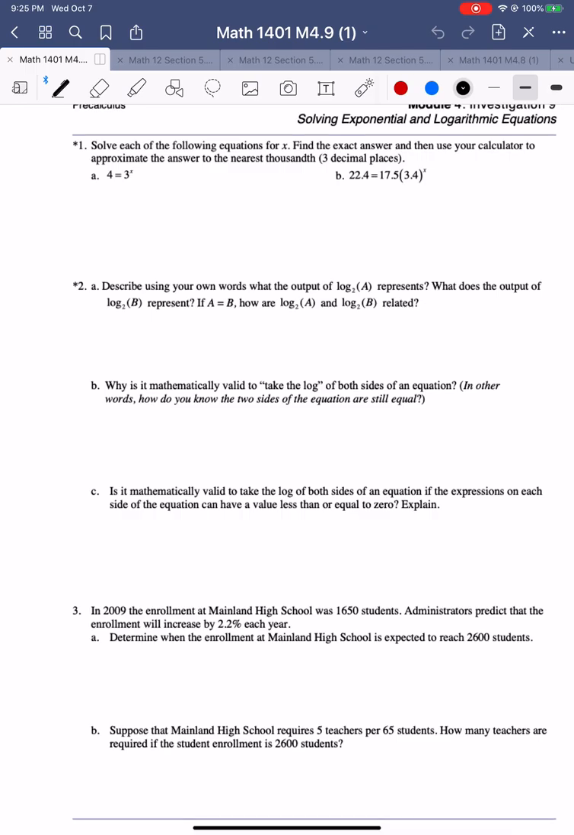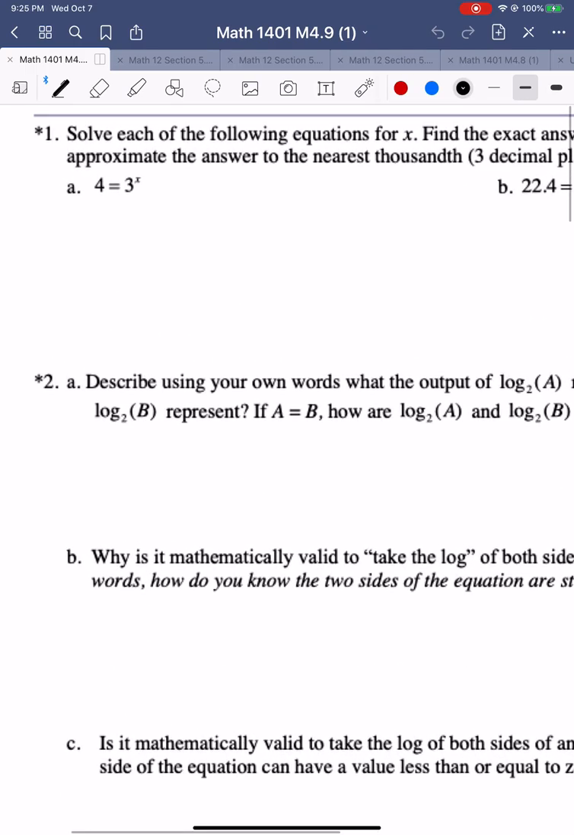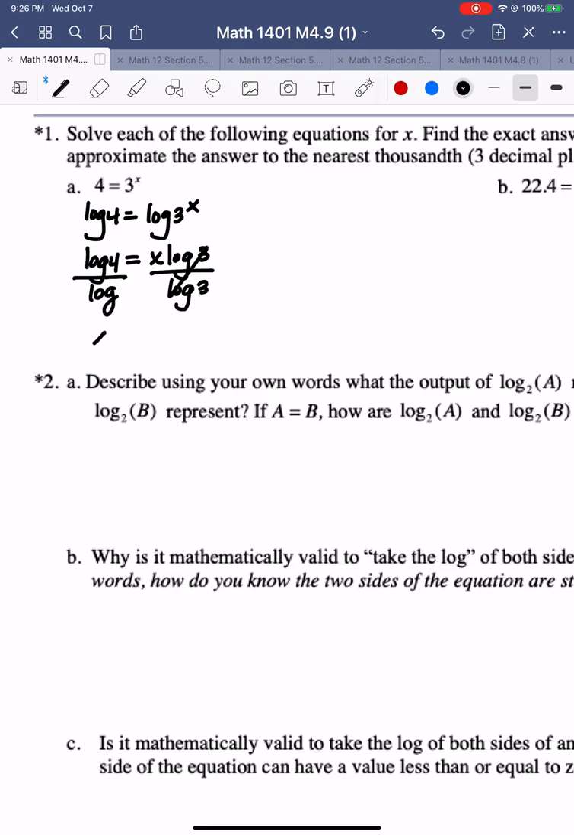Okay, so that's what we're going to do in the problem we have here, which is 4.9. All right, number one, since the bases 4 and 3 are not the same, you can use a log on both sides. Log of 4 equals log of 3 to the x power, and you can put the x as a factor of the log of 3. Then divide by log of 3 on both sides, and you get x equals log of 4 over log of 3, which is the exact solution. If you use a calculator to approximate this, it becomes 1.262.